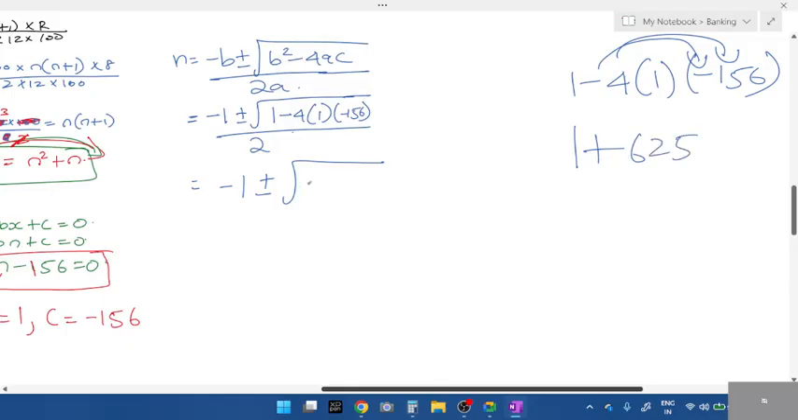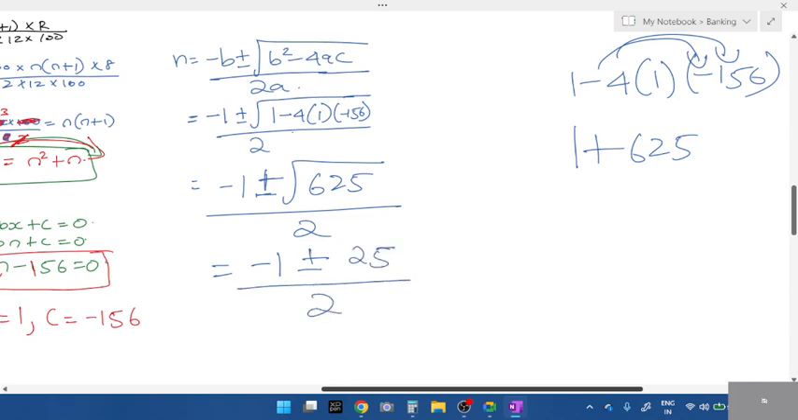624 plus 1 is 625, divided by 2. Is this clear? All of you understood? What is the square root of 625? Tell me, it's easy. The square root of 625 is 25.